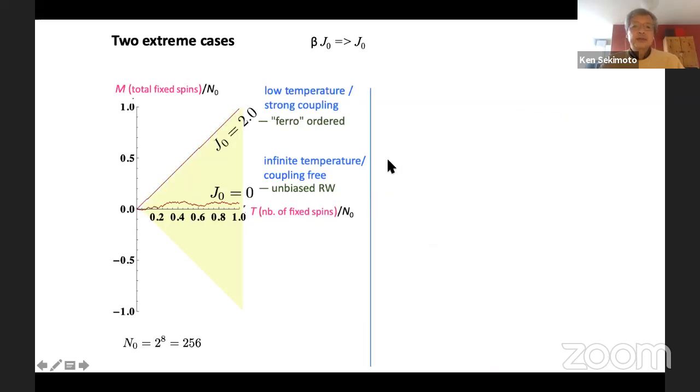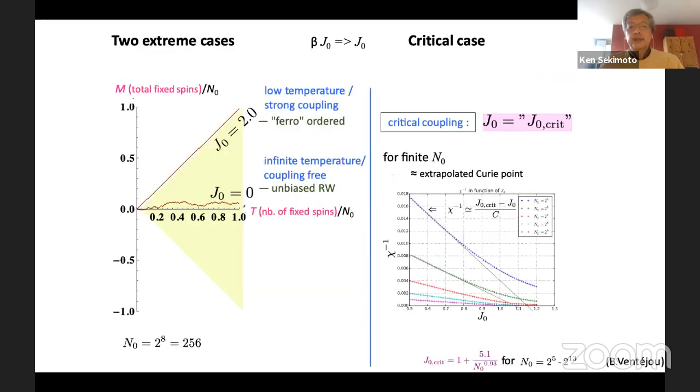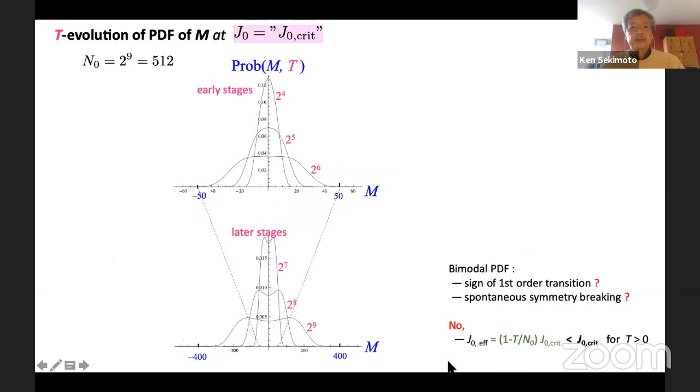For the finite system, N0, the critical coupling is determined by the extrapolation of the Curie's law, and it empirically follows this formula. By this critical coupling constant, the evolution of the probability distribution of the frozen spin as a function of time is somehow strange.